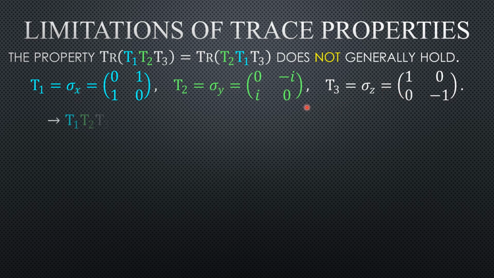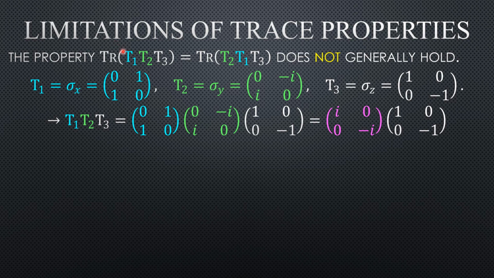And what we see here is that by setting up the products and just chugging out a couple calculations, we see that T1 times T2 times T3 takes this form. T1 times T2 leads to this purple matrix, row to column, find all your matrix elements. And then we see that we have this matrix that needs to be multiplied in. Upon doing so, we obtain the matrix I 0 0 I, which if we calculate the trace is the sum of the main diagonal terms. So that's just I plus I, which gives us a value of 2I.